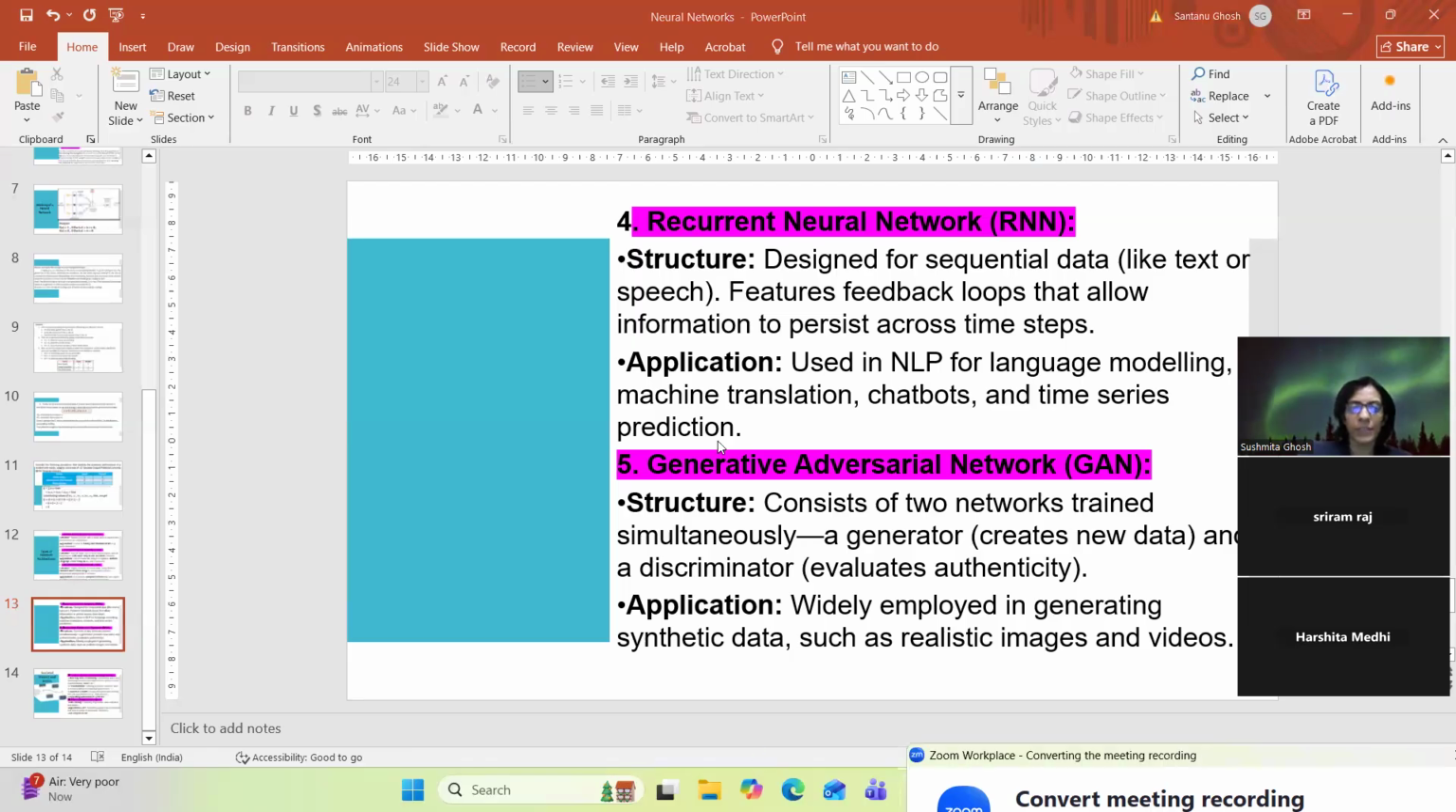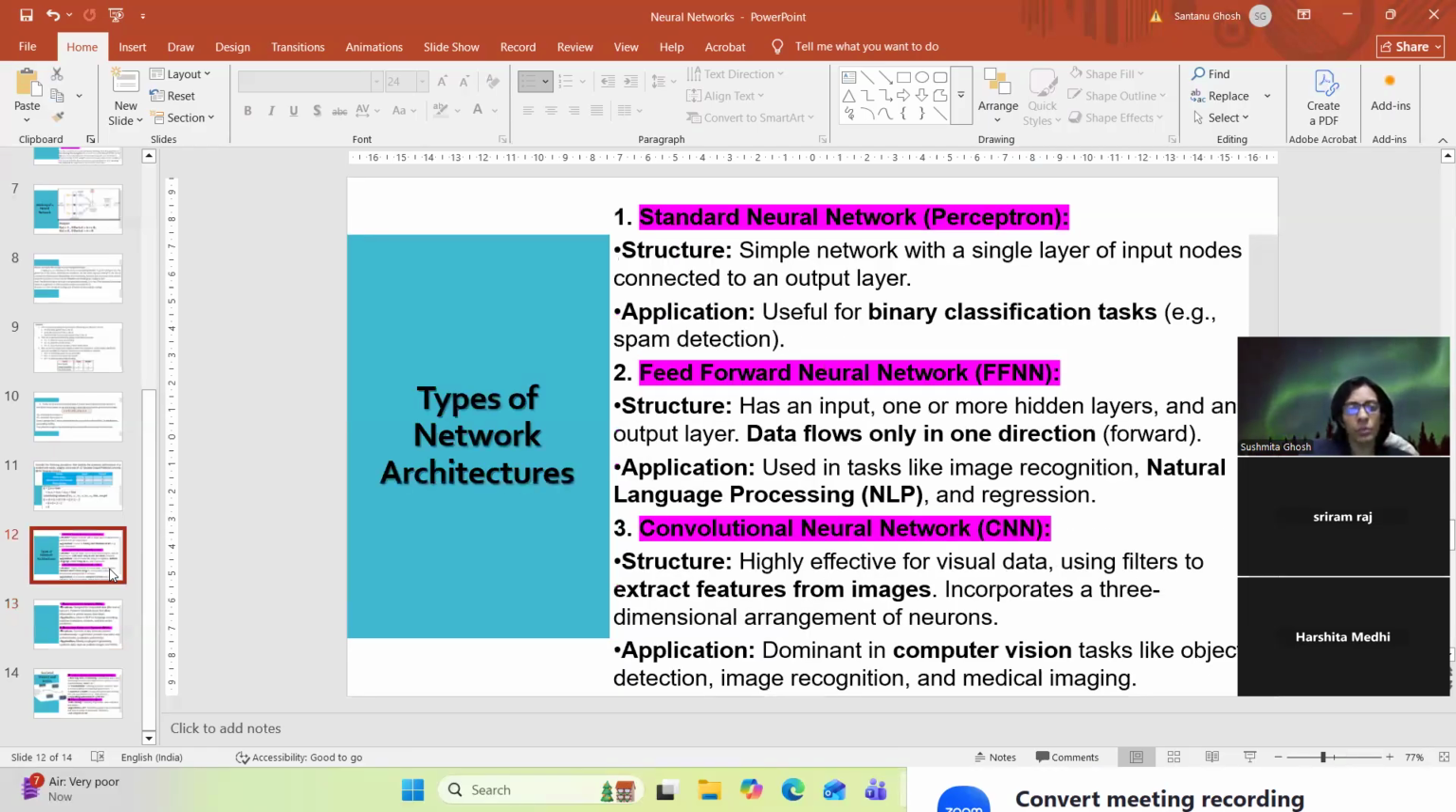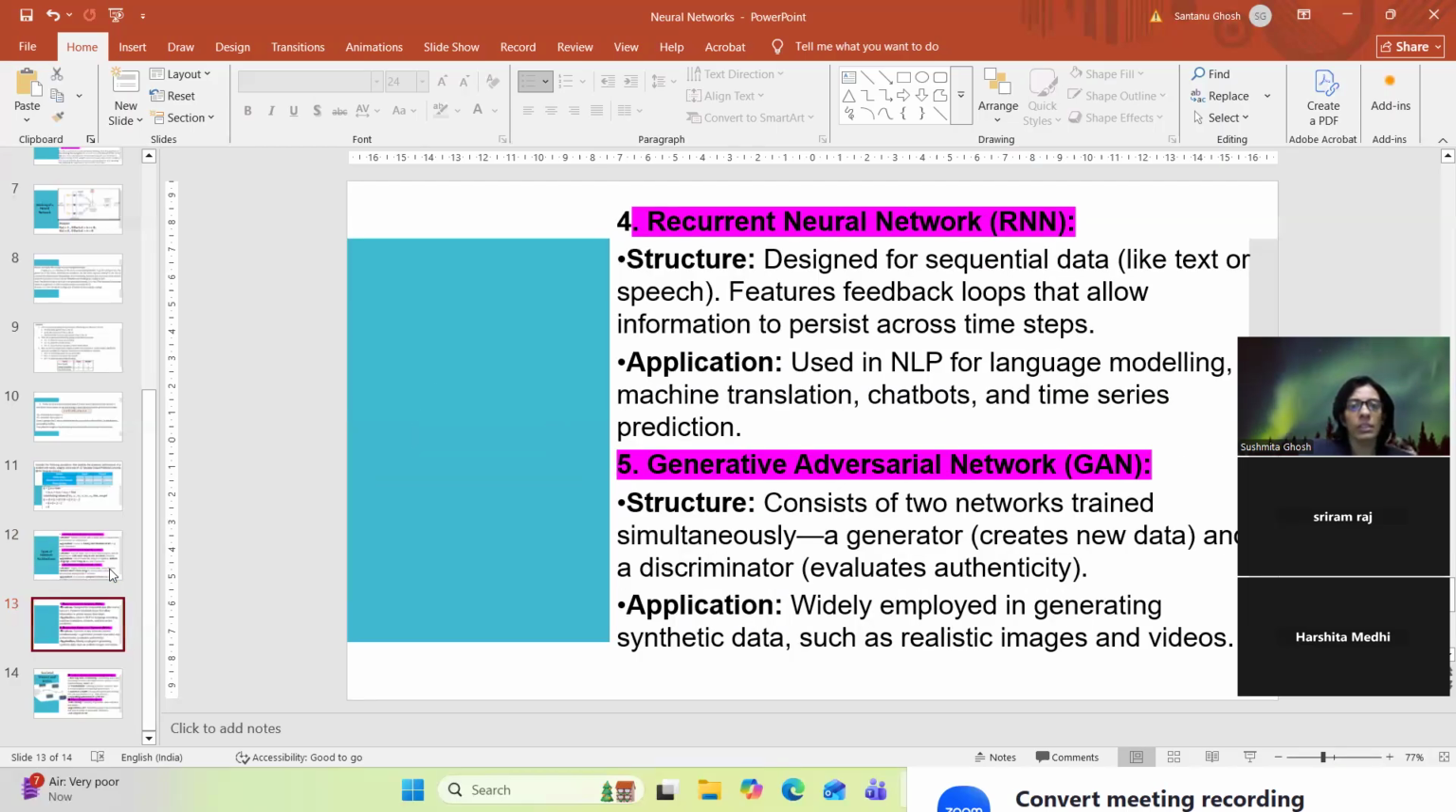So these are the 5 categories of neural networks which we should remember as per the applications. Perceptron, feed forward, convolutional, recurrent, and generative.